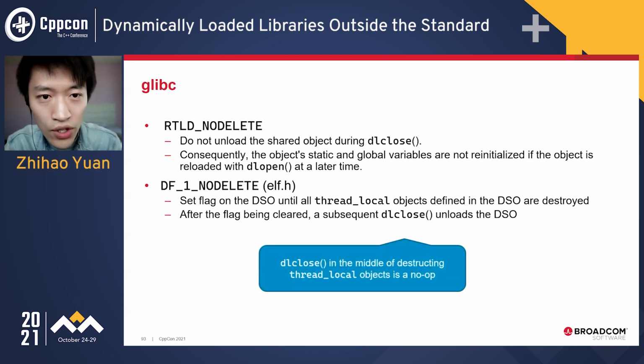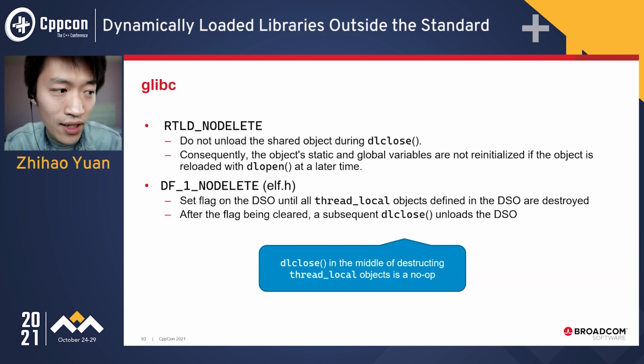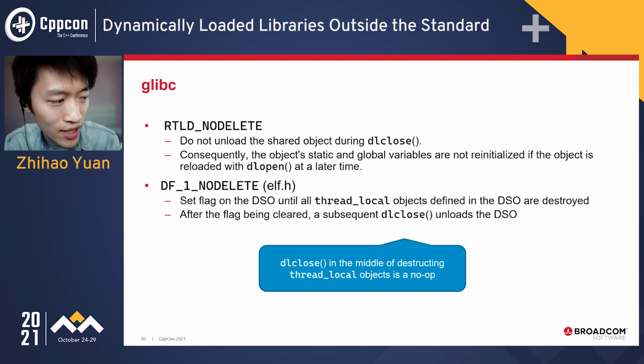So in short, dlclose in the middle of destructing thread local objects is a no-op. After all this finishes, you can call dlclose again to unload the DSO. But at that time, it's equivalent to having necessary lifetime. So necessary lifetime is still required for reloading.